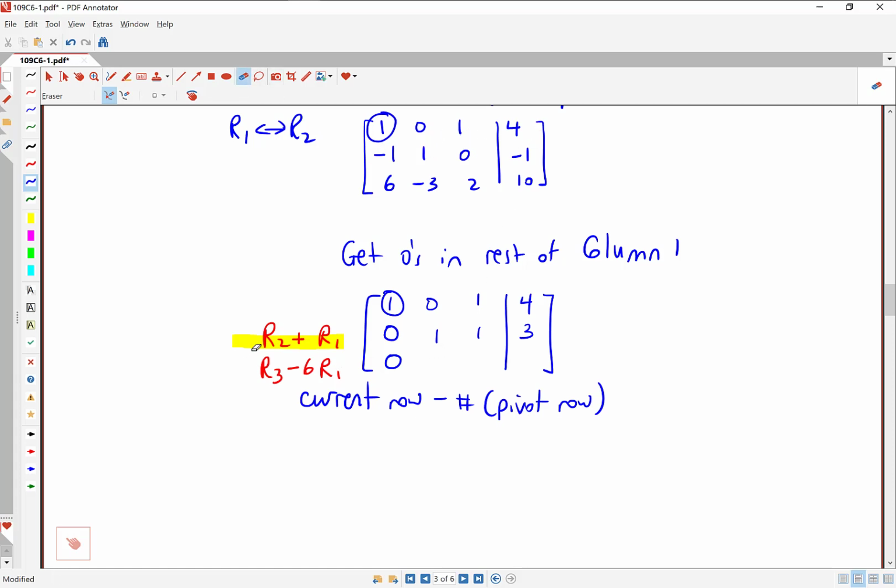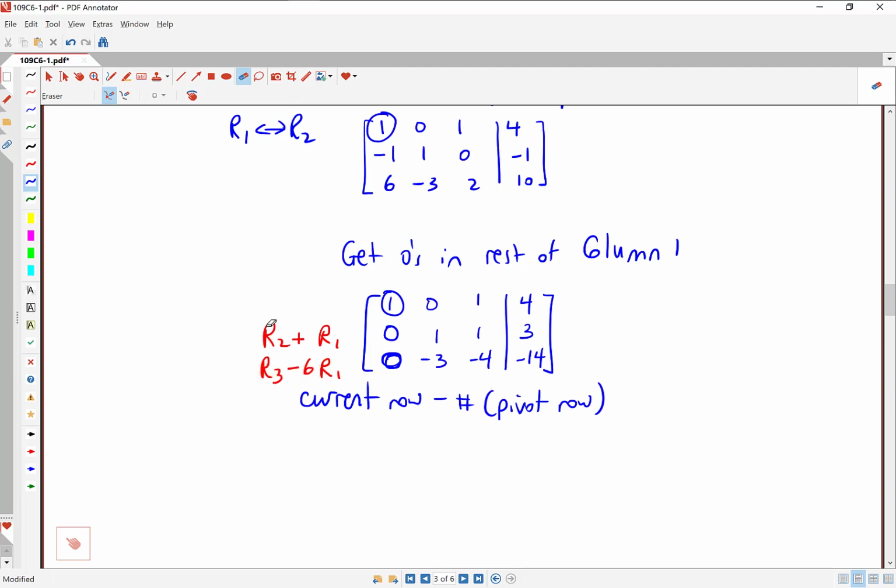And then for the bottom row, we're going to do the operation row 3 minus 6 row 1. Okay, so 6 minus 6 gives us this 0 here. Negative 3 minus 0 gives us a negative 3. 2 minus 6 gives us a negative 4. And then 10 minus 24 gives us minus 14. So that's how we get that bottom row there.